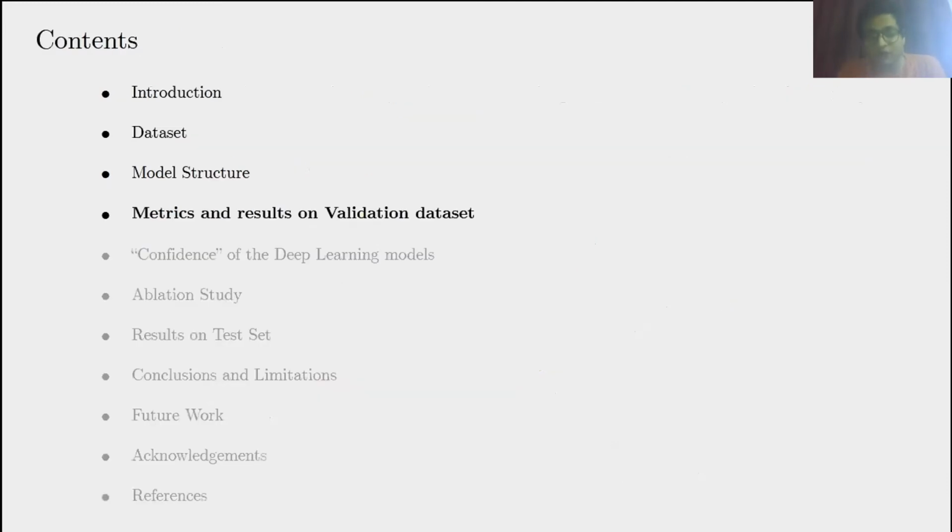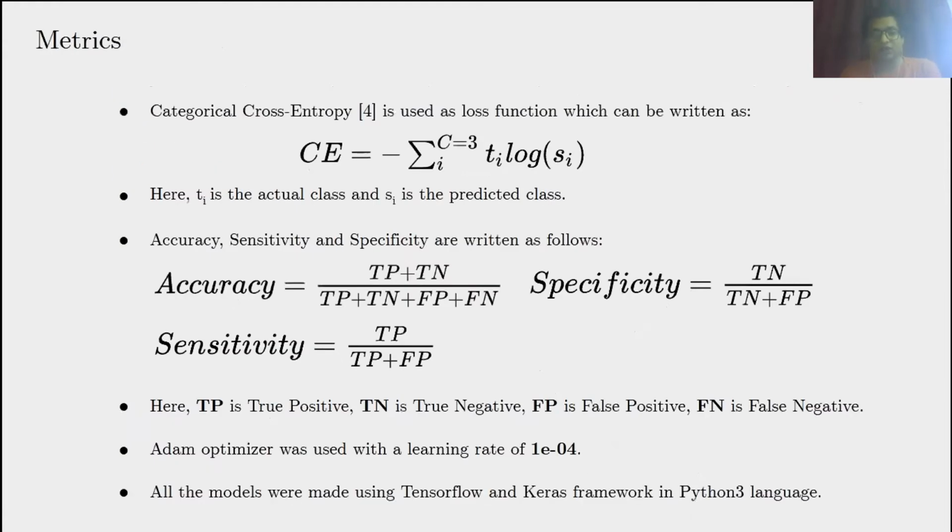Now let's move on to the metrics and results on the validation dataset. For training the models, we have used a standard loss function, that is categorical cross entropy, which can be written as this equation. Here Ti is the actual class and Si is the predicted class. So this is the loss function when we have 3 classes.